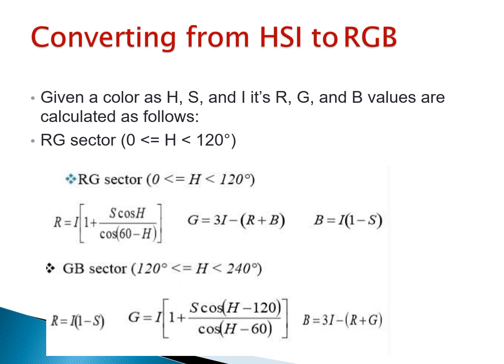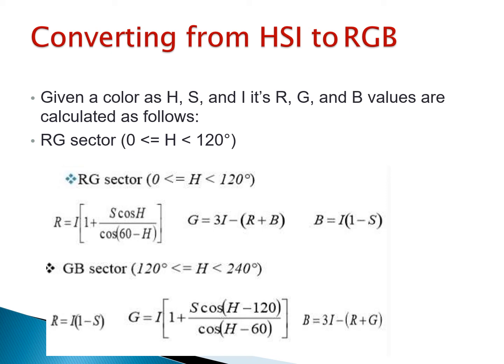So now we will see how we can convert from the HSI to the RGB color model. For this, we are going to divide the entire model into three sectors, that is the RG sector, the GB sector and the BR sector, each consisting of 120 degrees. In the RG sector, when the angle is from 0 to 120 degrees, we can calculate the values of red, green and blue in terms of the intensity, hue and saturation.